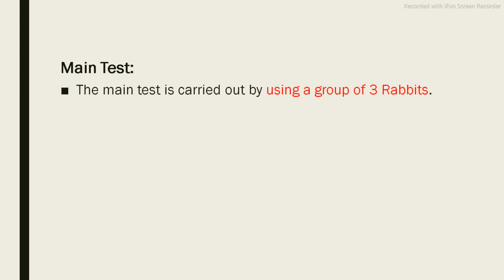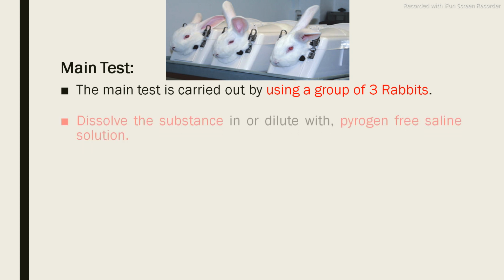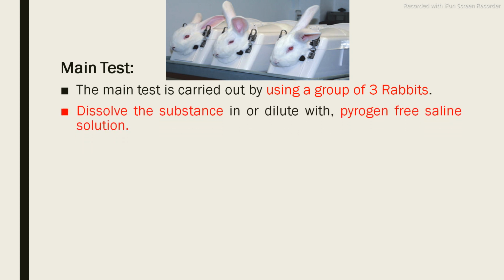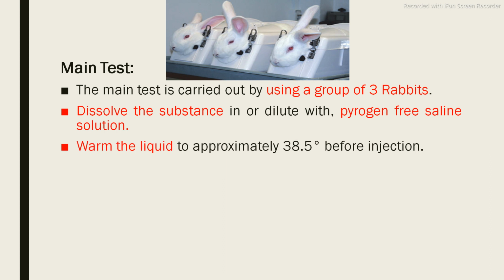Then what is the main test? The main test is carried out using a group of 3 rabbits. As you can see in this image, these rabbits are kept in a cabinet which is comfortable for them, and allows us to record the temperature very easily. Dissolve the substance in, or dilute with, pyrogen free saline solution. Whatever drug you want to check for sterility will be mixed with the pyrogen free saline solution, and the liquid warmed to about 38.5 degrees Celsius before injection.